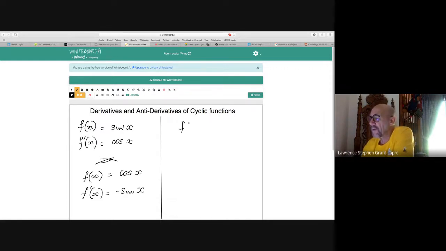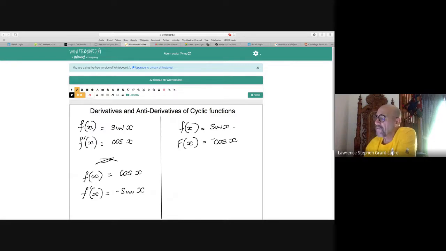If a function of x equals sine x, what is the antiderivative? So we will use the primitive capital F of x. And the antiderivative of sine x is negative cos x. Careful here. The antiderivative of sine x is negative cos x, and the derivative of negative cos x is positive sine x. So remember the opposite to test.